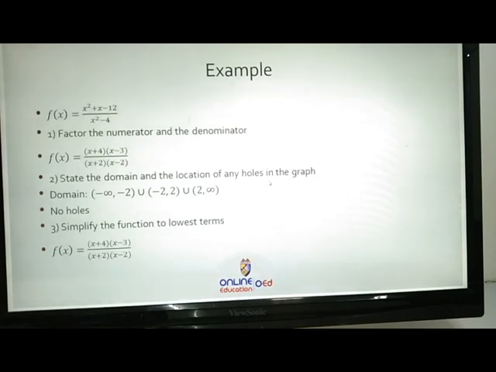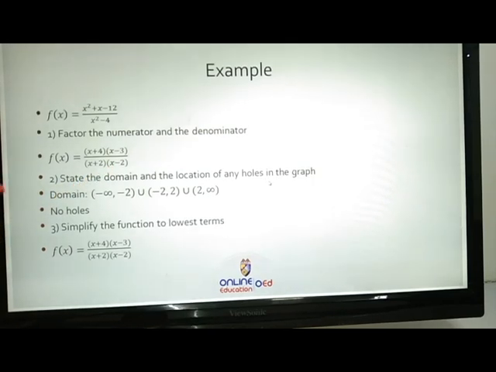So for example, we have f of x equals x squared plus x minus 12 over x squared minus 4. So factor the numerator and the denominator. If you factor x squared plus x minus 12, that would result in x plus 4 times the quantity x minus 3, and the denominator x squared minus 4 is equal to x plus 2 times x minus 2.